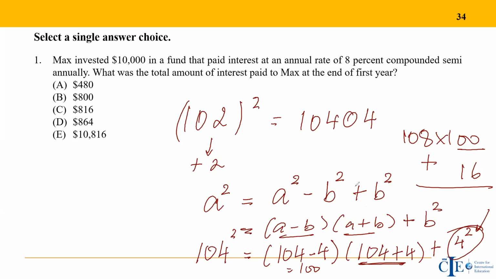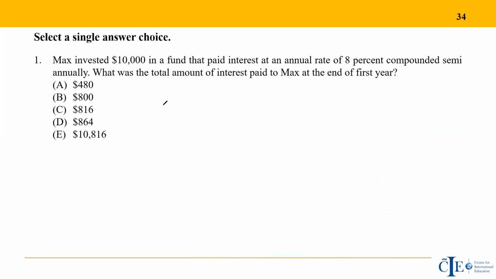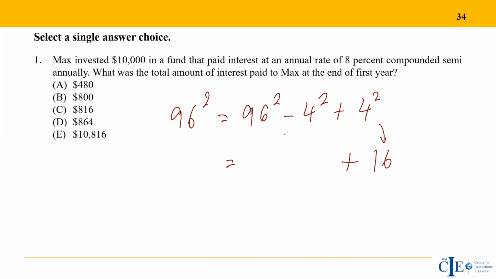So that's a case, when let's say you take a number which is less than 100, 96 square, which you can write as 96 square minus 4 square plus 4 square. So the last digits are 16, which is 4 square, and this becomes 96 minus 4 into 100, which will give you 96 plus 4.